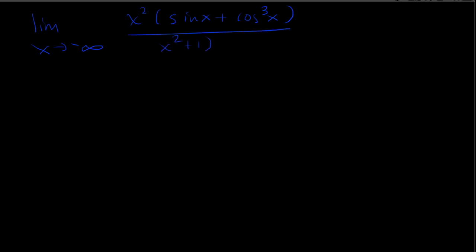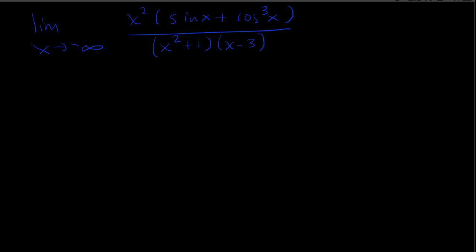Okay. Let's look at a more intense limit. So we have the limit as x approaches negative infinity of x squared times (sine x plus cosine cubed x) over (x squared plus 1) times (x minus 3). Okay, so this one looks very intimidating, and really the question is, where do you start?